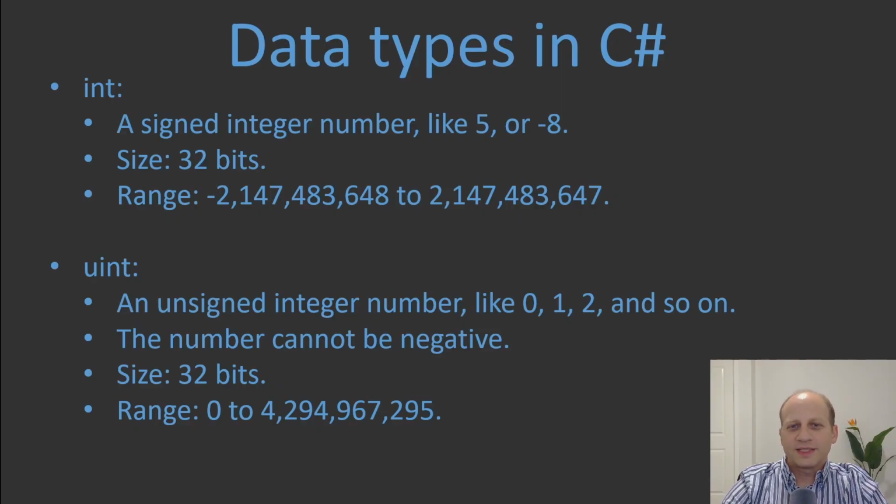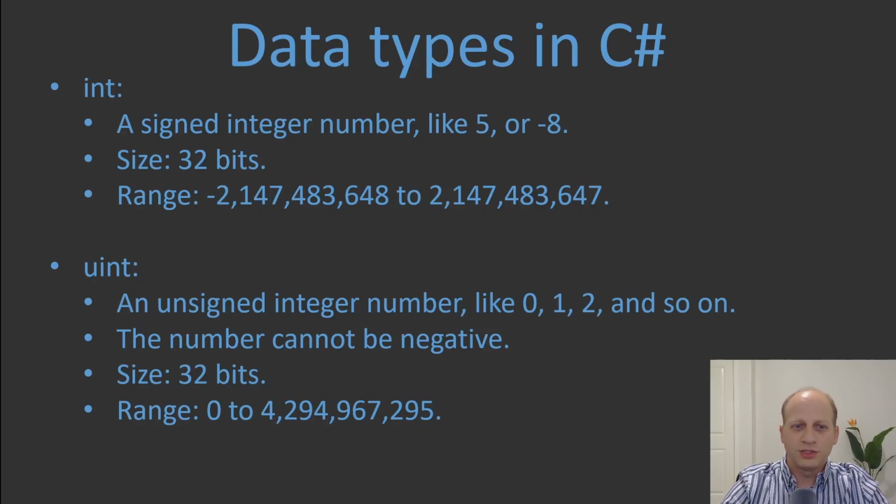Let's begin with numeric types. Int is a signed integer number of size 32 bits, and its range is from minus 2 billion and something to plus 2 billion and something. It can be, for example, 5, minus 8, 200, 1000, any integer number in this range.